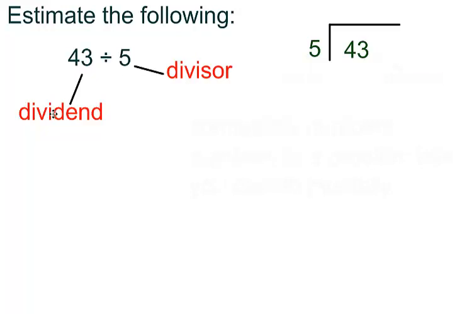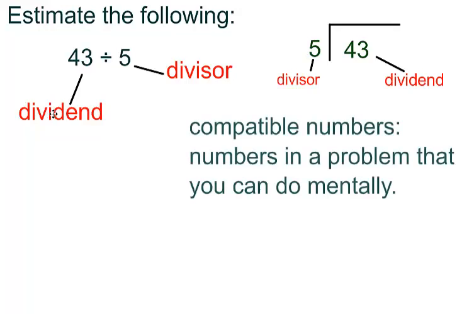If it's written with a bracket, or a shelf sometimes it's called, the 43 is the dividend underneath the shelf, and your divisor is on the outside of the shelf. Again, it's the same thing. Compatible numbers, a definition, are numbers in a problem that you can do mentally.